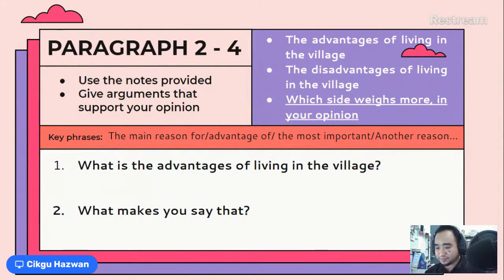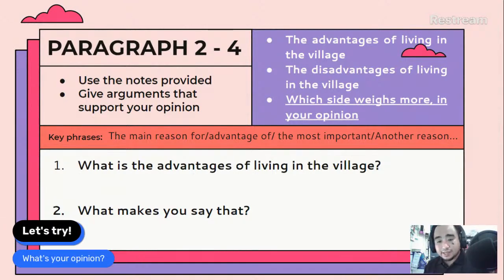What's your opinion? If you can see on this slide, I only use two WH questions, which is one WH question to create two questions. So what is the advantages and what makes you say that? Okay, so let's try. What's your opinion? What is the advantages of living in a village and what makes you say that?